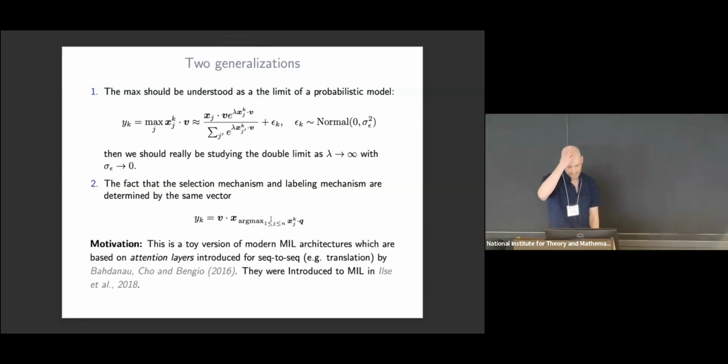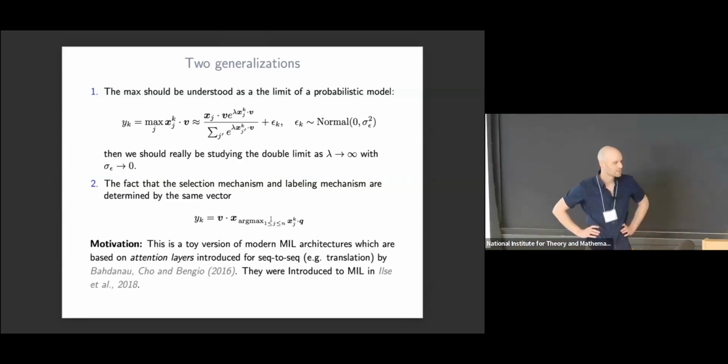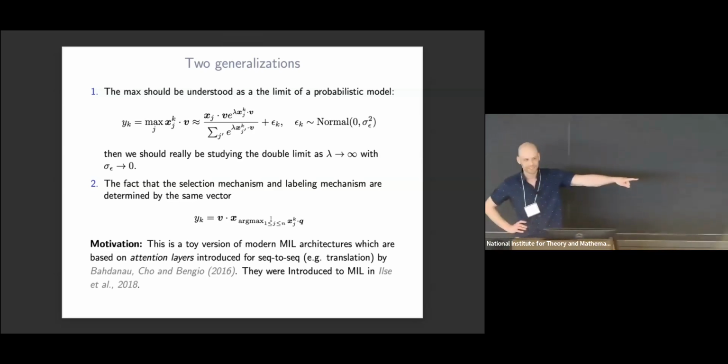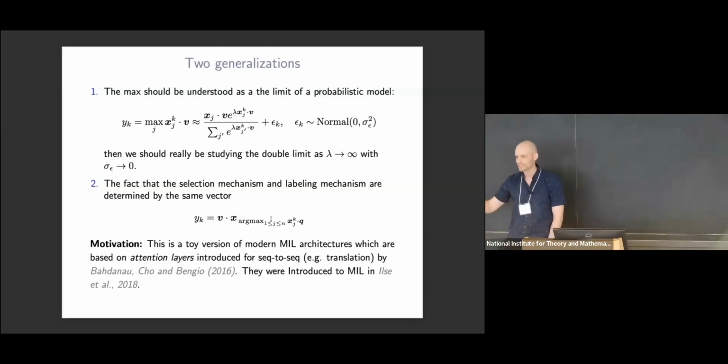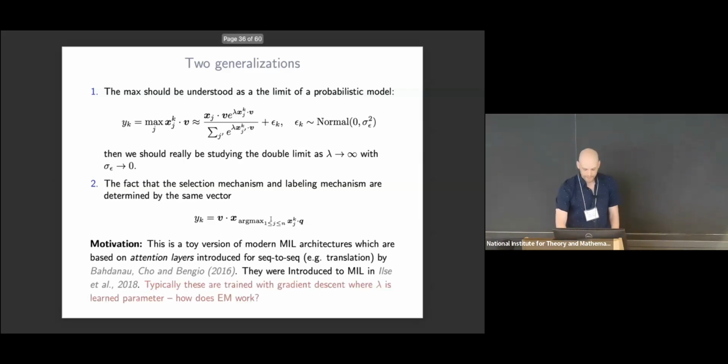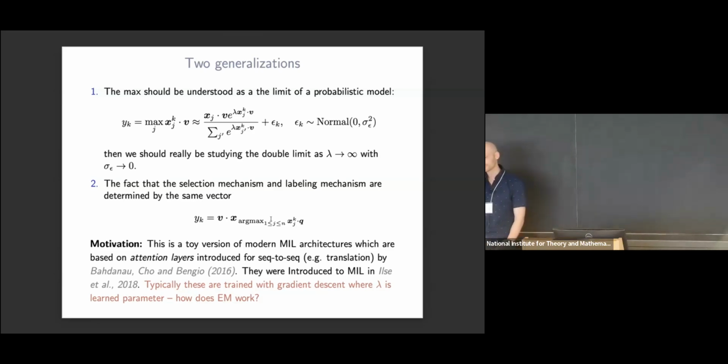The motivation here is that these modern architectures are based on what are called attention layers. I have to mention these attention layers because they're a big part of these AI algorithms, so that's a nod to AI. But these were introduced for large language models, machine translation, and later imported into multiple instance learning problems. How am I doing on time? Okay.